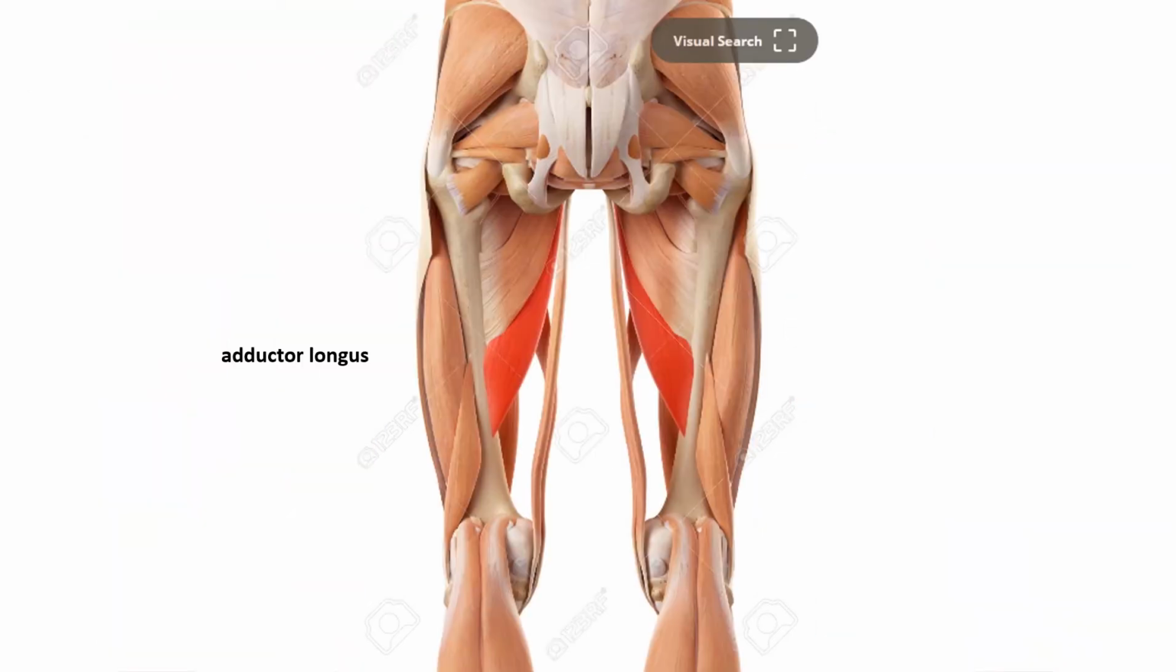Now, at this point of time, you have enough information to explain why the red marked muscle is the adductor longus.